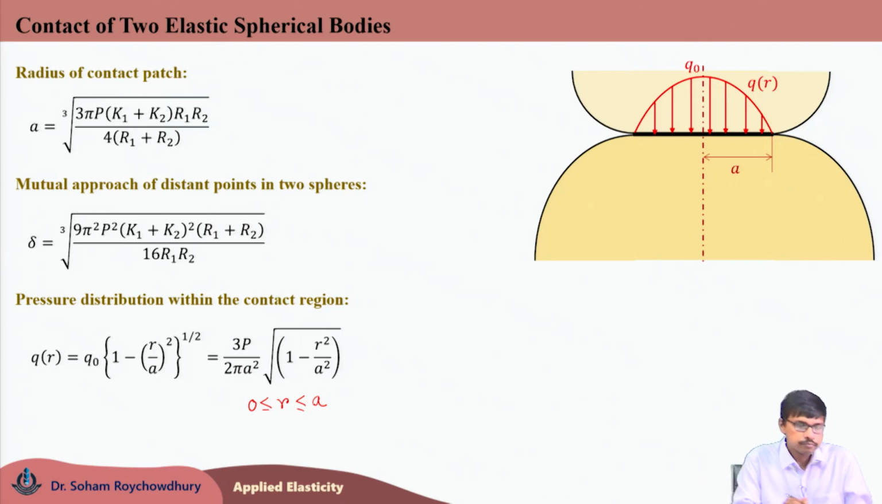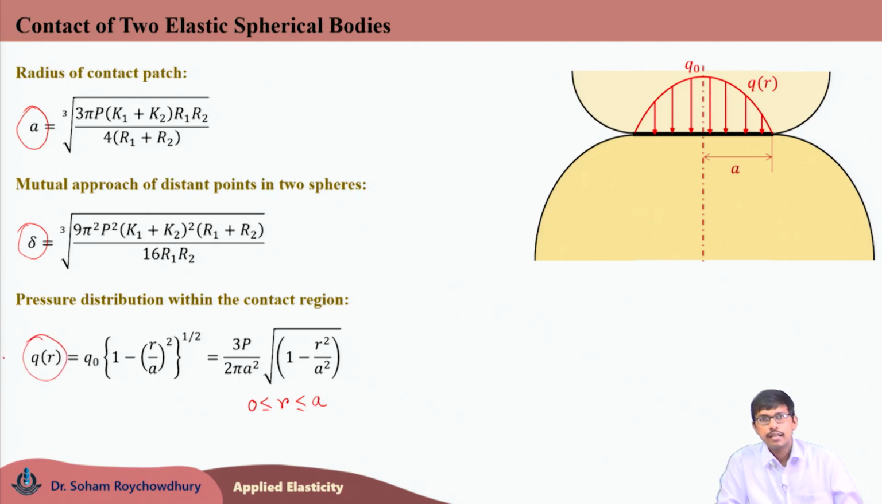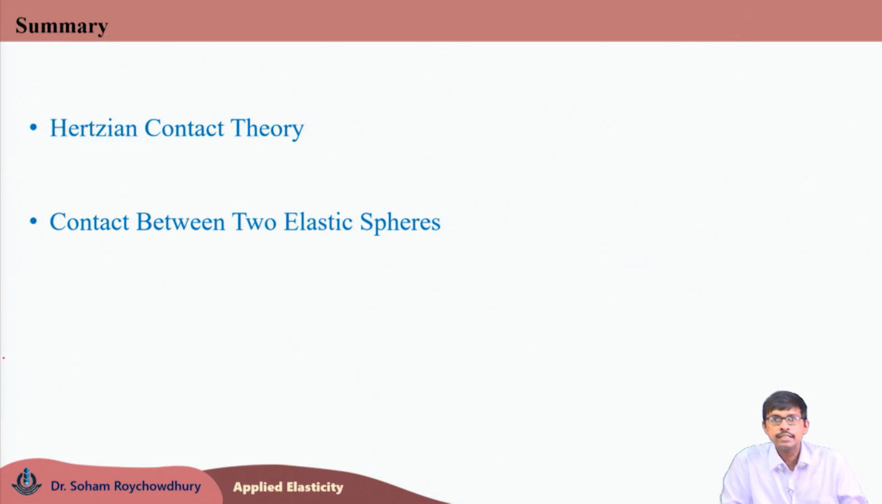So, this gives us the complete solution of this contact problem between two elastic spheres of radii R1 R2, where we got the contact patch radius, which gives us the area of the contact patch, then the mutual approach distance of far field points of the two spheres, and the pressure distribution generated within the contact patch, which is q(r). So, in this lecture we discussed the formulation of the Hertzian contact theory, and using that we obtained the solution of the contact problem of two elastic spheres pressed against each other due to application of the compressive normal loading. Thank you.